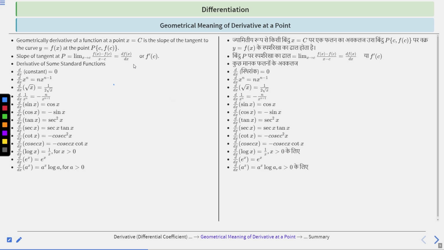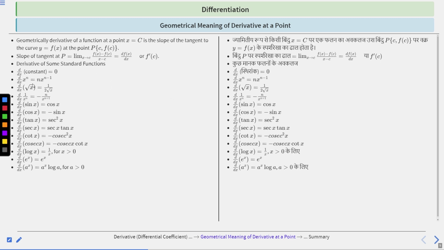Now you have to remember the derivatives of some standard functions, right? You have to remember this. First is the constant function. If you have any constant, then the derivative of the constant will be 0. So d upon dx of a constant is equal to 0. D upon dx of x to the power n is equal to n x to the power n minus 1, right? You have to remember this.